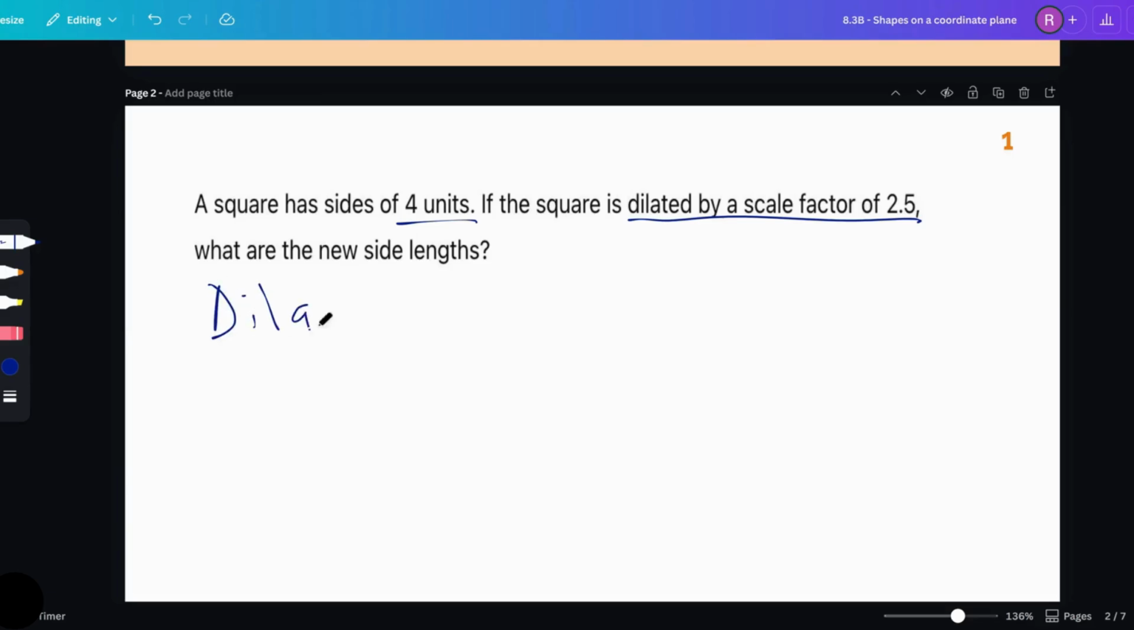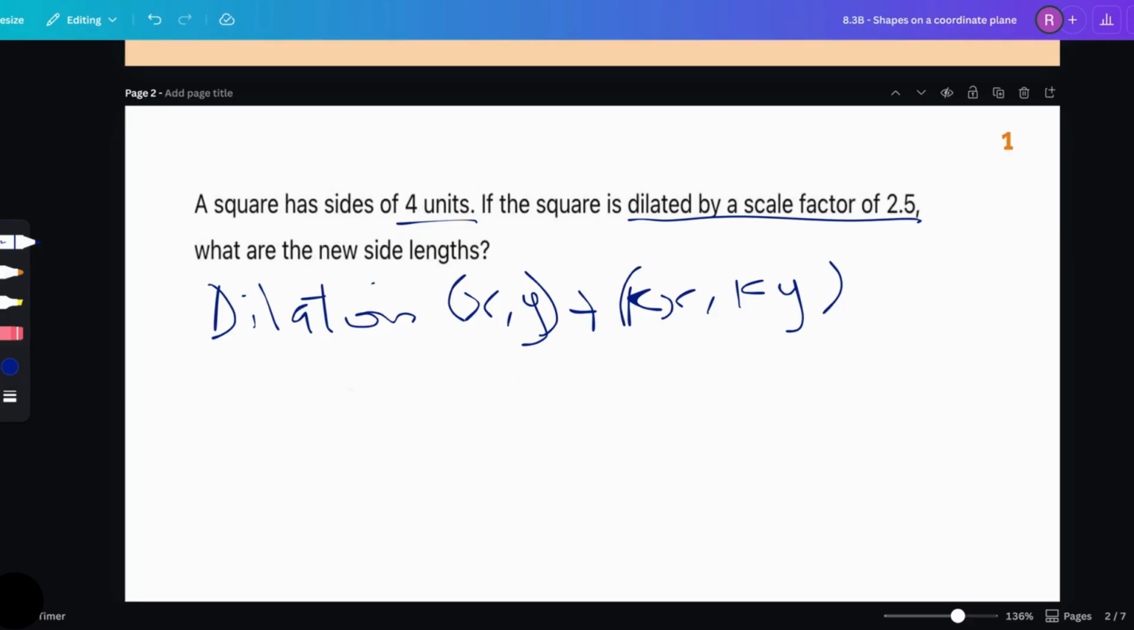Dilation means multiplication. So if we have (x, y), when we dilate, we multiply and it becomes (kx, ky). So now that we have just one side, that means we have to multiply by 2.5. Let's say we have no calculator, so that means we have to multiply by 5 over 2. 2 here 1, 2 here 2.